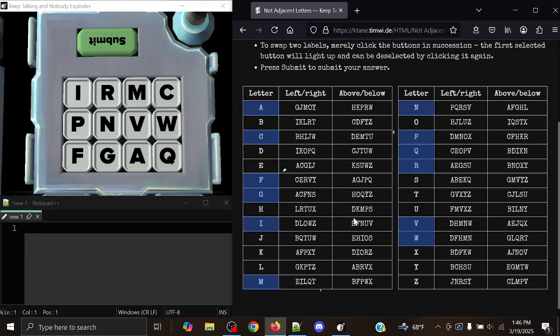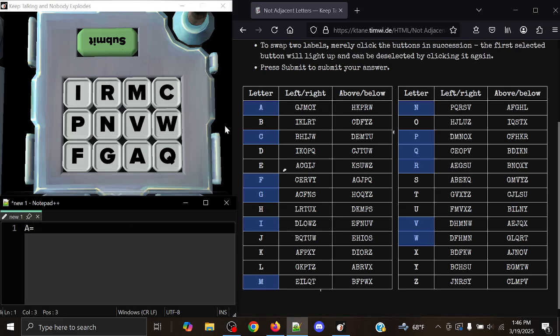Yep. All right. So now what we're going to do is go through each of these letters individually, and we need to check which ones apply to left and right, and which ones apply to above and below. So we're going to do Alpha, E equals, for example, to let us know that if they were left or right, we can therefore press this one down.